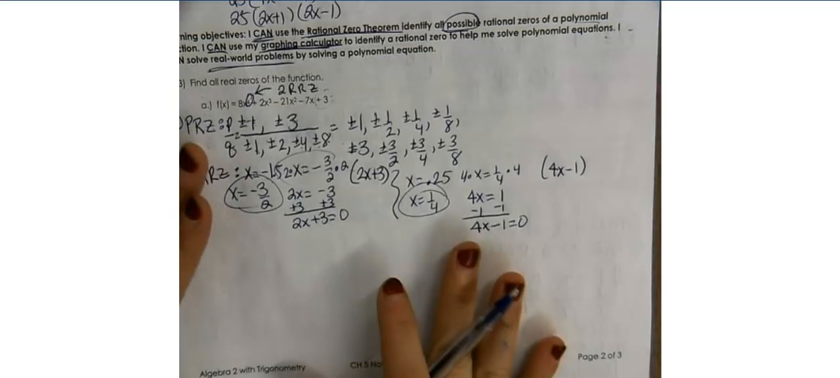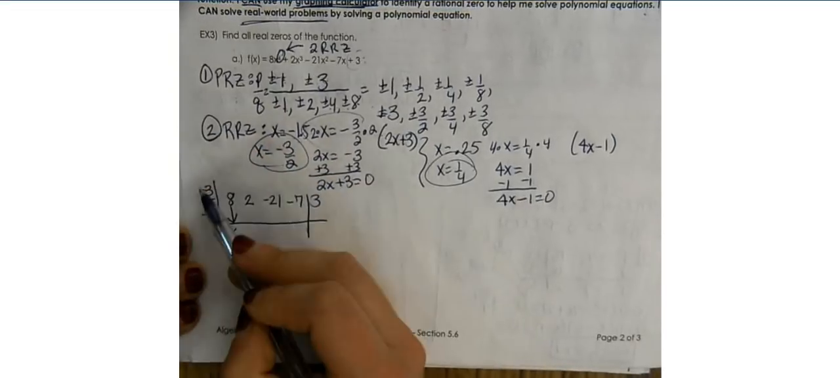Our rational zeros are not numbers that we've worked with before. We've never done synthetic division using fractions, but I'm here to tell you it's really not that big of a deal. The first thing I'm going to do is use negative 3/2, put that inside of the little box, and write down 8, 2, negative 21, negative 7, and 3.